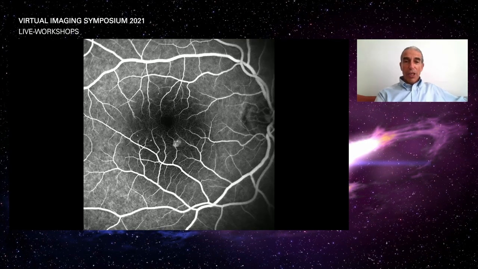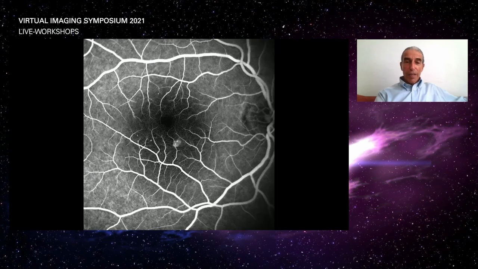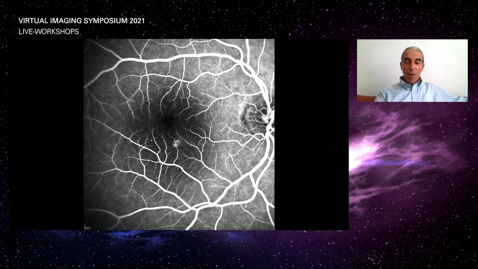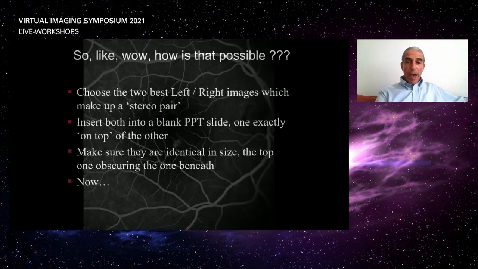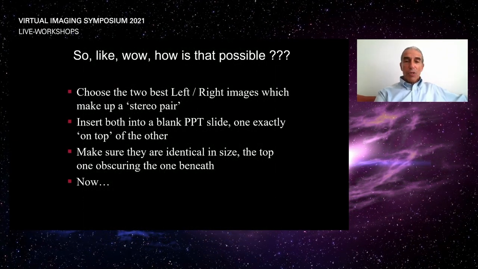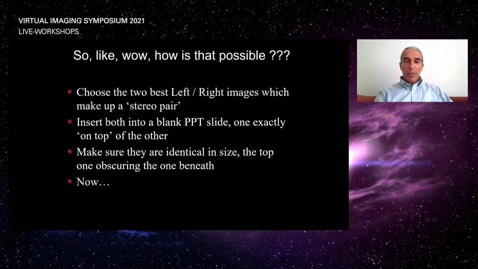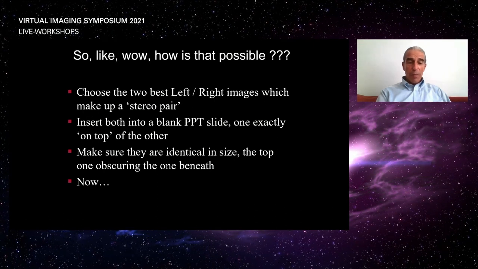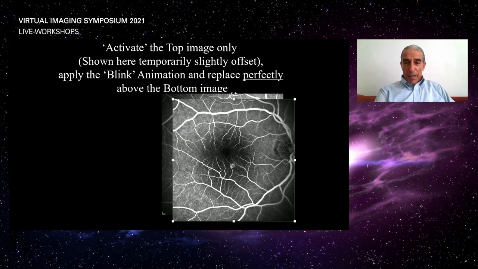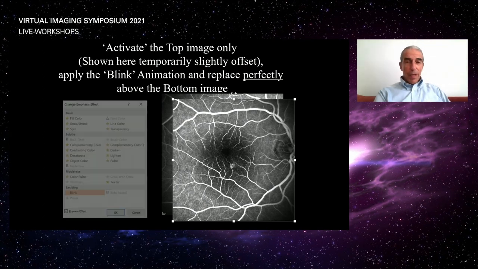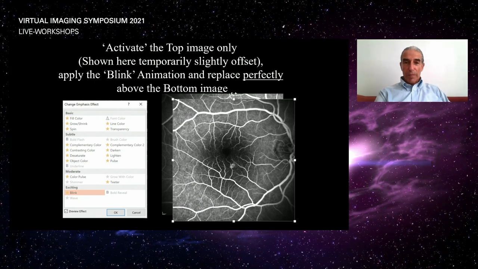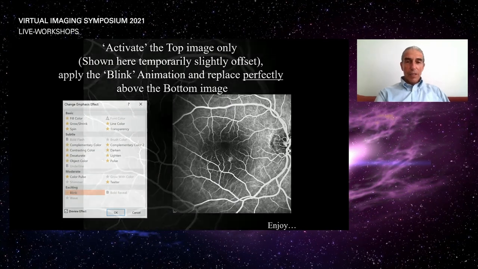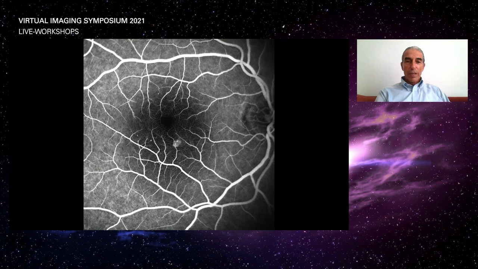And I hope you can all see the stereo effect of a neurosensory elevation with an RPE defect at 5 o'clock to the fovea. All without glasses in the comfort of your home. How is that done? Choose two images, left-right images, which make up a stereo pair, insert into a blank PowerPoint slide, one on top of the other. Then activate by clicking on just the top image. Using the effects, give it a blink option. Replace it one on top of the other. And this is what we get. Full screen stereo effect.